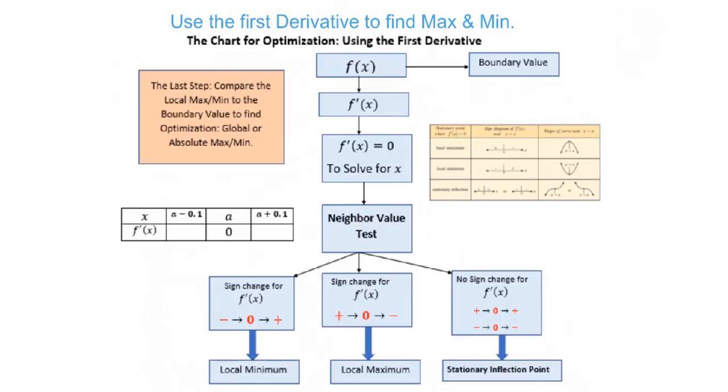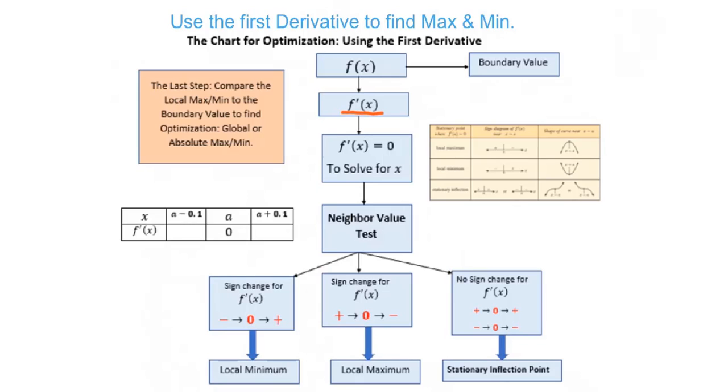Today's lesson is about how to use the first derivative to find maximum or minimum. As we know, there are two types of maximum and minimum. One is local. One is absolute maximum or minimum. For the local one, you can use the first derivative to find local maximum or local minimum.